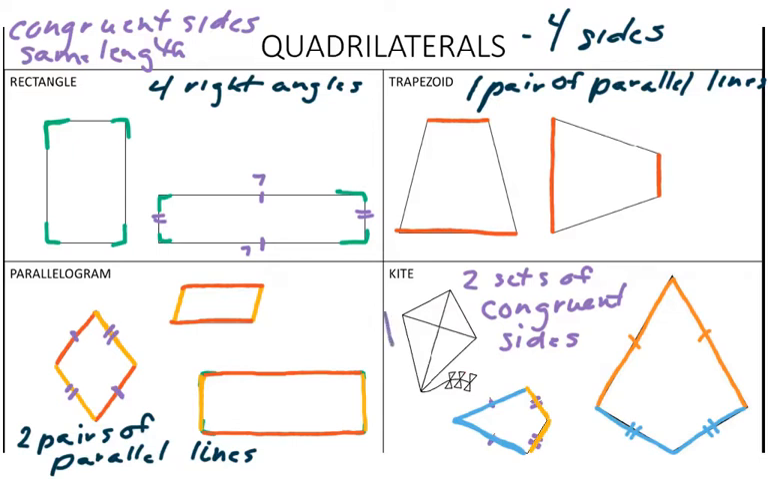Now, the reason they call it a kite, obviously, and you probably figured this out, is because it looks like this. The thing that we fly in the sky in the wind when it's windy out is a kite. This shape is a kite because it has one set of congruent sides here and a second set of congruent sides here. That's what makes it a kite.